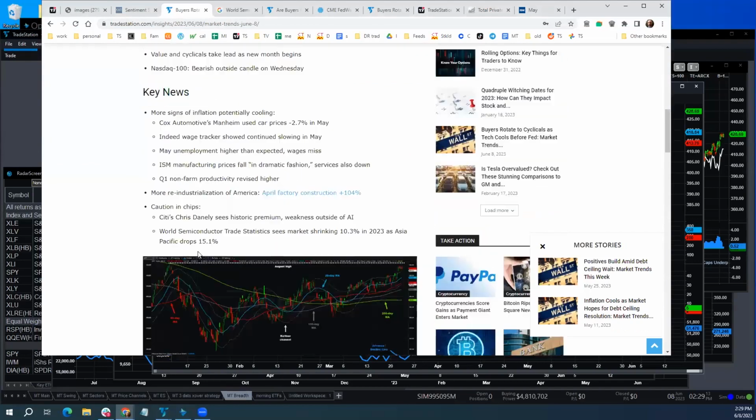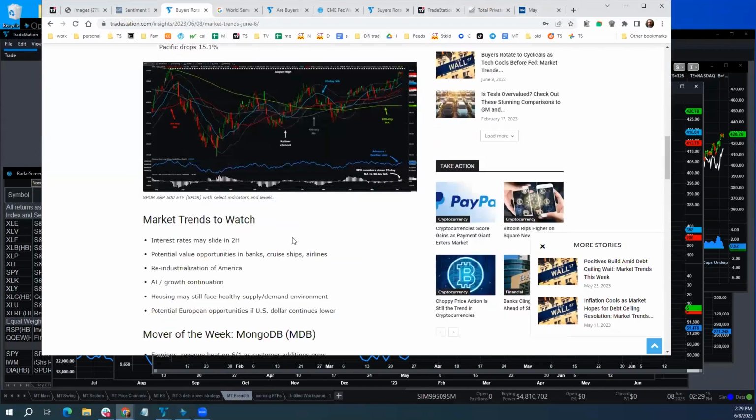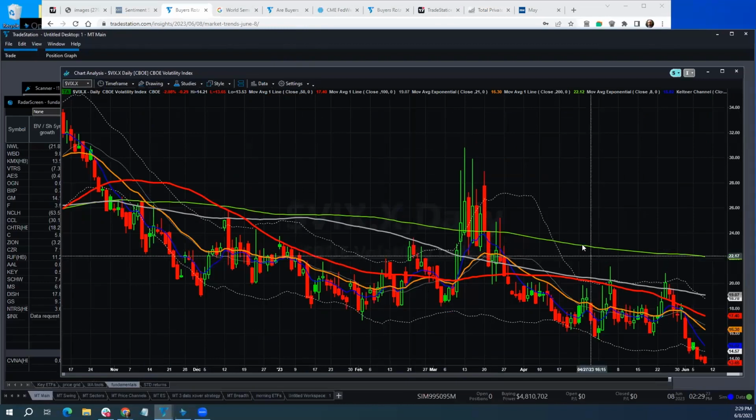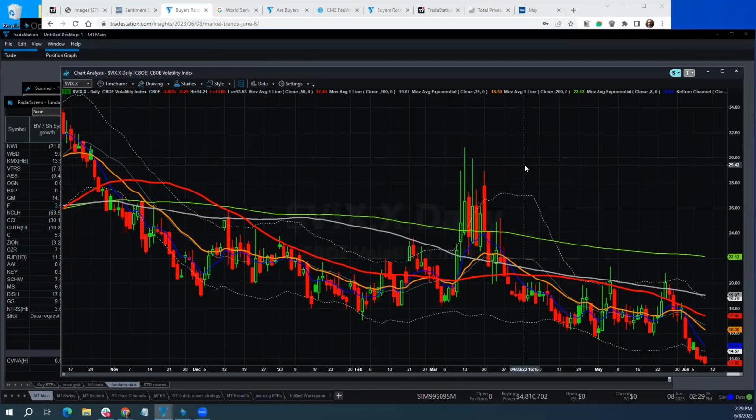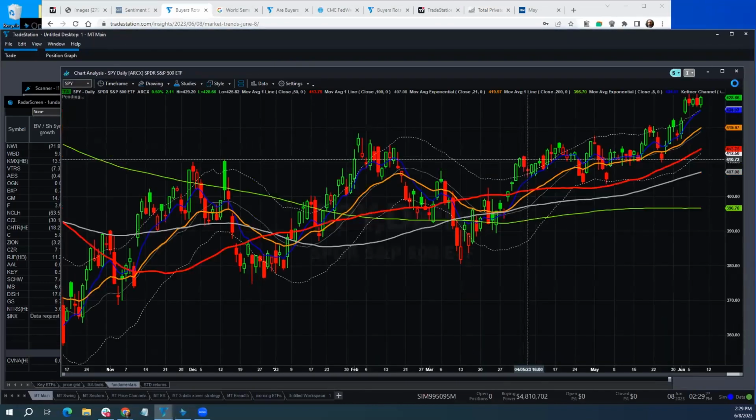The breadth has improved, okay, and you could argue when you look at this chart with a Keltner channel that the S&P is overbought. This is the Keltner channel. If I just go here to SPY and put on the Keltner channel, you can see we're above it. That's an argument that we're overbought.